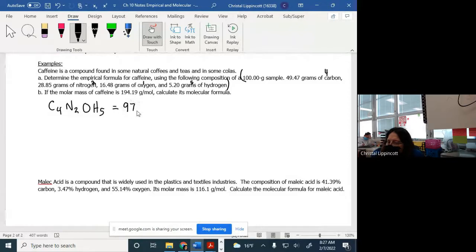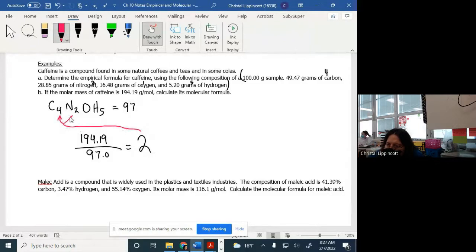So this is the mass of my empirical. I'm going to take the mass of my molecular, which they gave me here. So I'm going to take 194.19. I'm going to divide that by 97. And I come out with? 2. Okay? So now you're going to take that 2 and you're going to multiply all of these subscripts by 2.